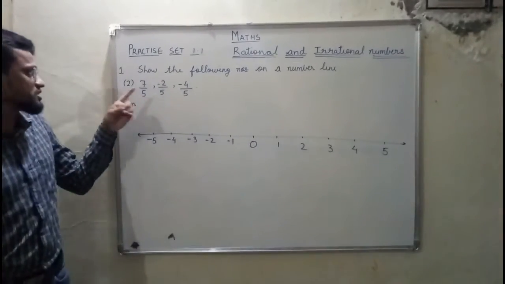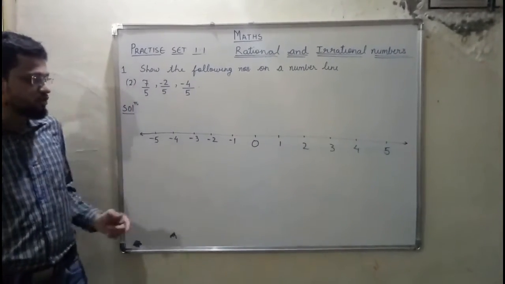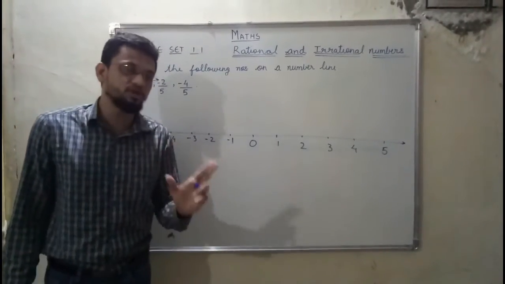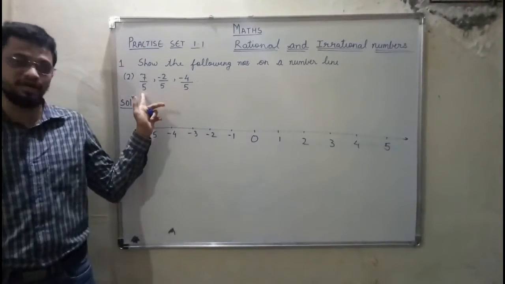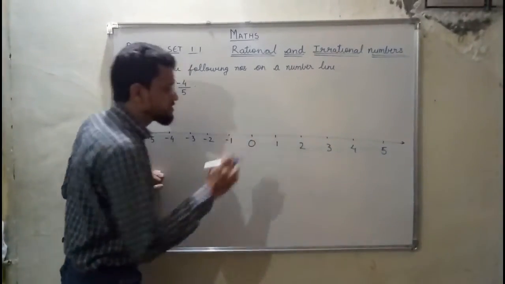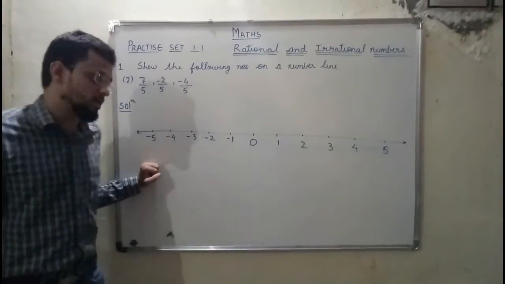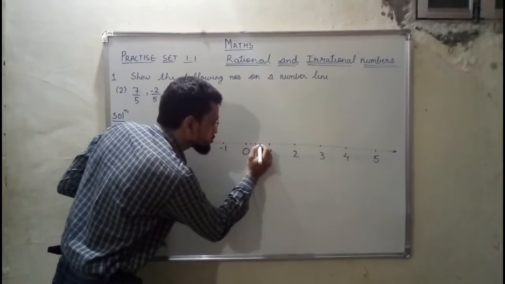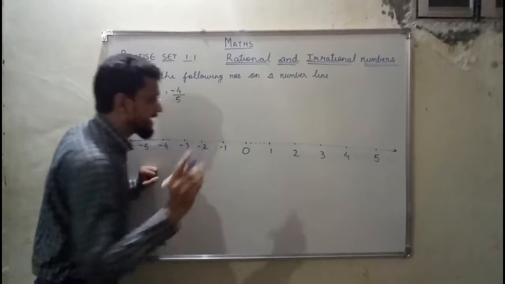Now in the given numbers, the denominator is 5. So each section of the number line we have to divide into 5 equal parts, because the denominator is 5. So between 0 and 1 we will divide it into 5 equal parts: 1, 2, 3, 4 and 5.